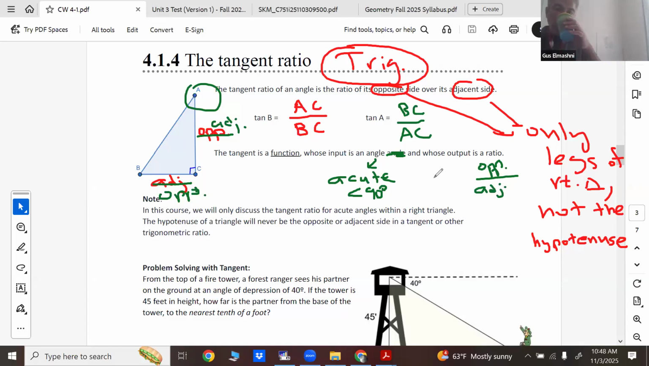Connor, go ahead. Yes, we are. In the next problem, we will. So in this course, we'll discuss only tangent for acute angles within a right triangle. The hypotenuse of a triangle will never be the opposite or the adjacent side in a tangent. Hold on. Yeah, hypotenuse doesn't count, right? Only legs. I do think we talk about sine and cosine, though. I have to double check. It says we only discuss tangent. I don't think that's correct, but I could be wrong. So let's move on to the next problem.